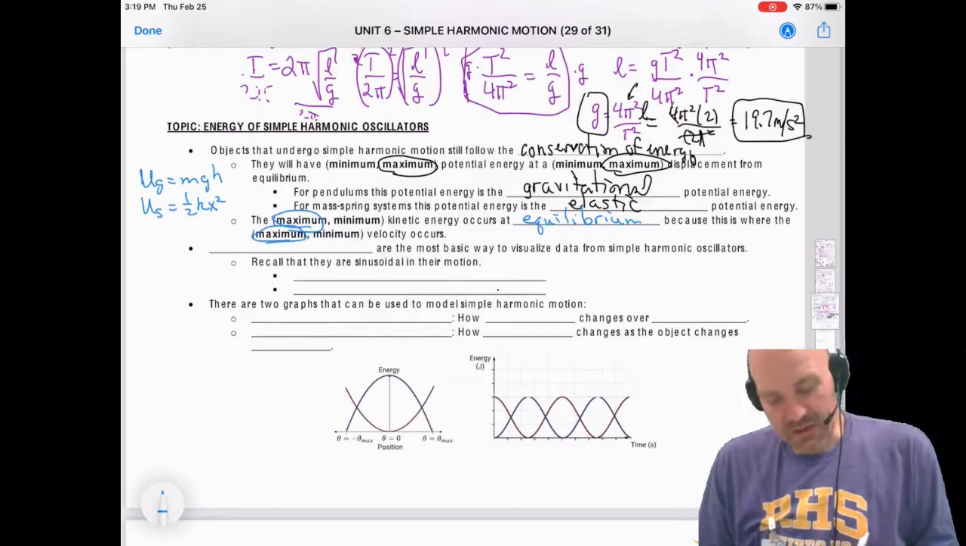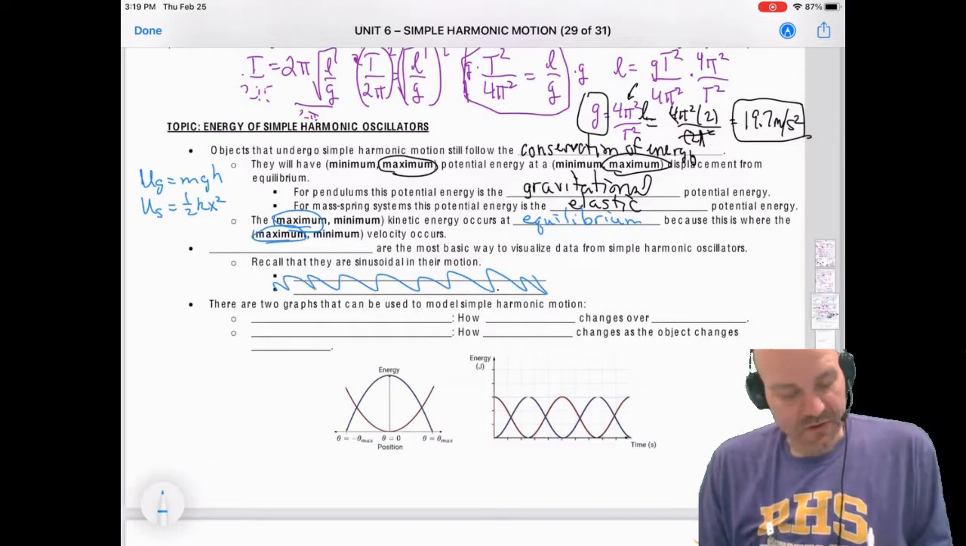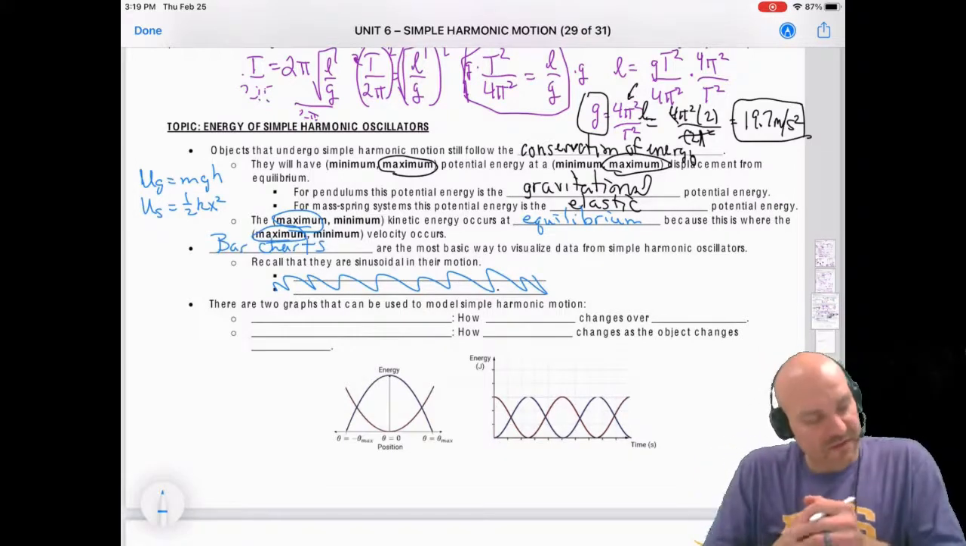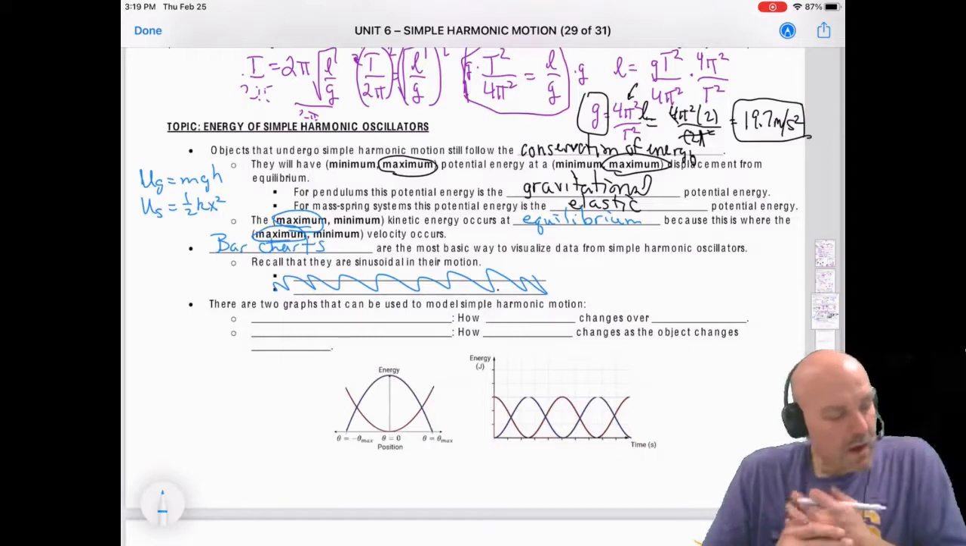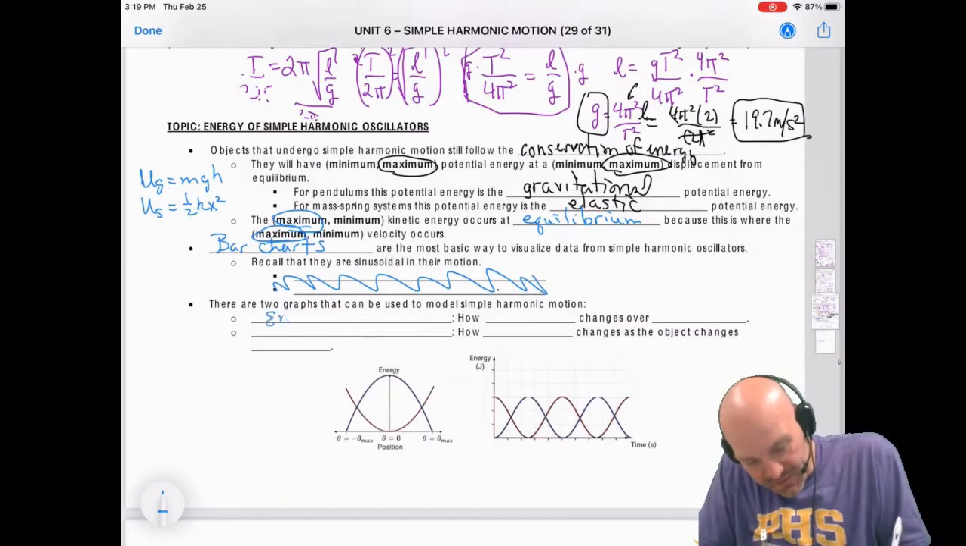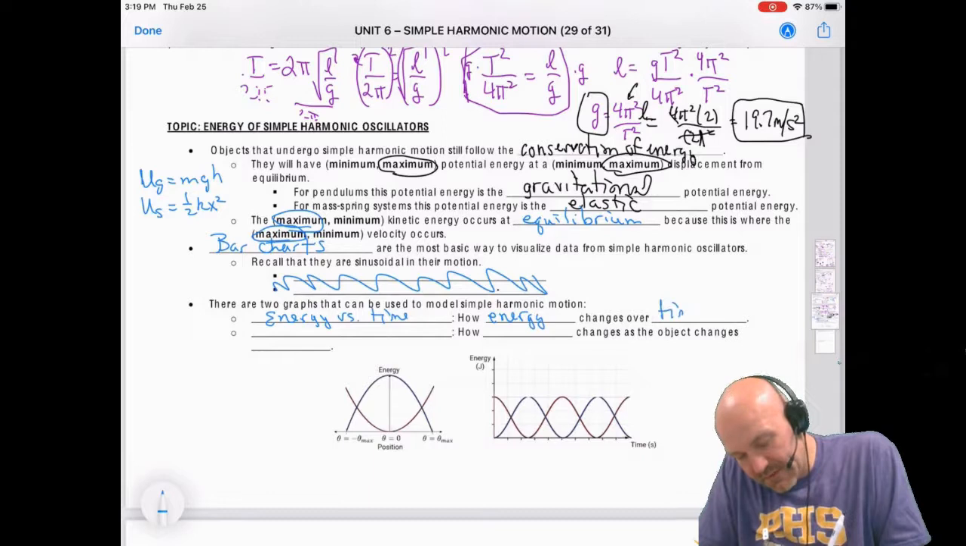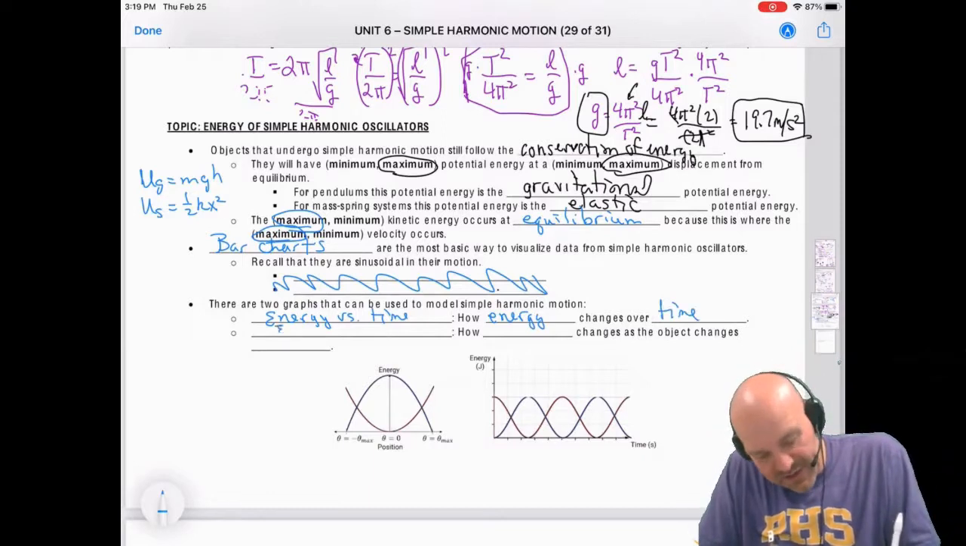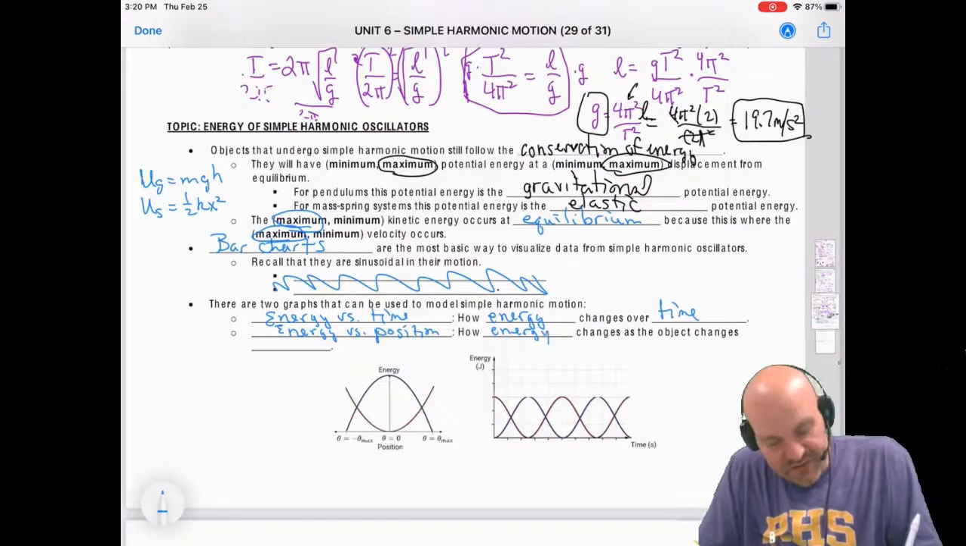Now, some ways that you can visualize this, and these blanks should not be here, I apologize for that. You can have bar charts, or simply graphs, which are the best, most basic way to visualize the data. For us, there are two really important graphs that you could see pop up on the test. The first one is energy versus time, which shows us how energy changes over time. The other is energy versus position, which tells us how energy changes as the object changes its position.